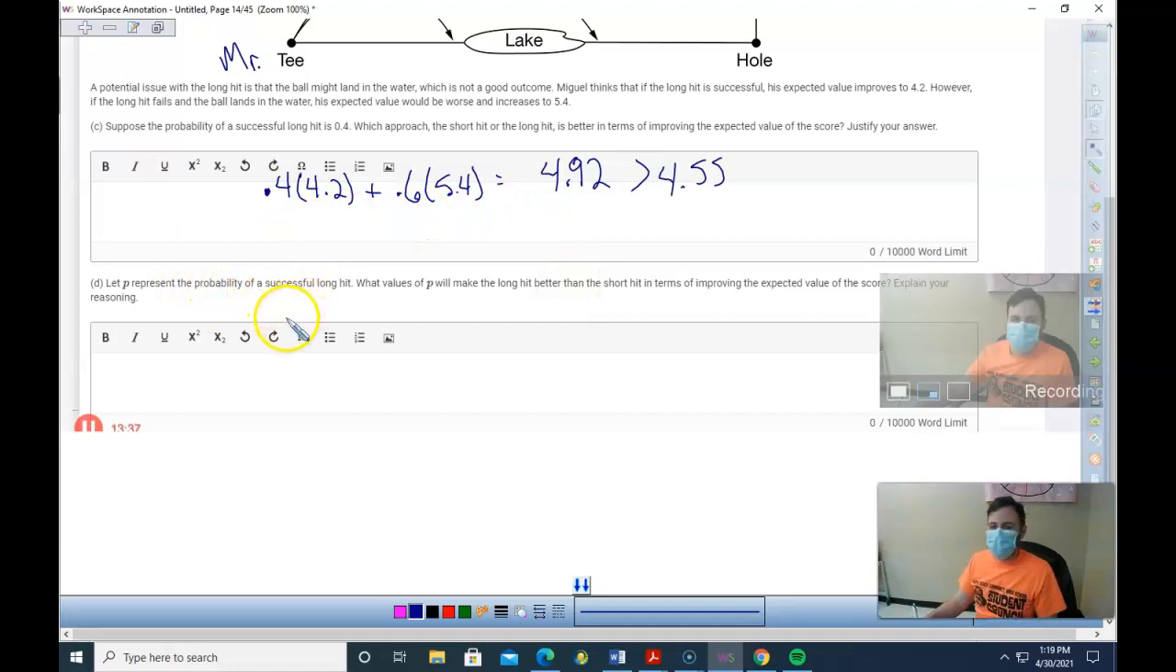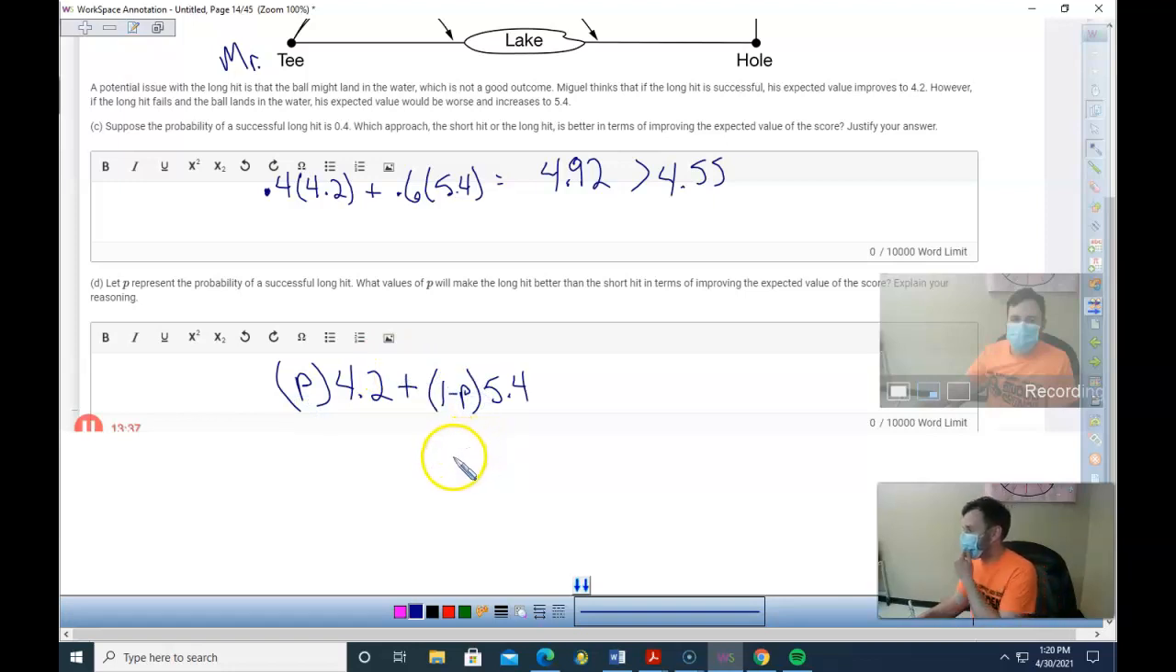All right, now let's say Miguel wants to find out what his probability of a successful long ball hit would have to be in order to make it worthwhile. So we know the score is still going to be 4.2, and the other score is going to be 5.4. Before we had 0.4 as the chance of success. So here I'm going to put a P, and this is going to be 1 minus P, because they have to add up to 1. So I want to know when I plug in that score, when will it be less than 4.55?